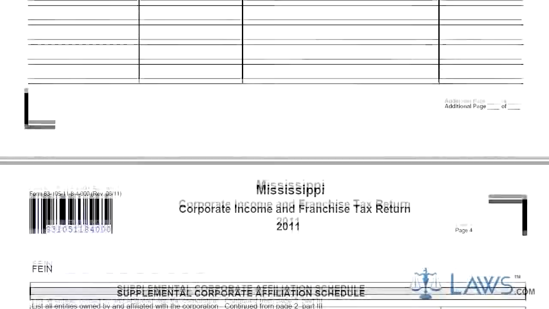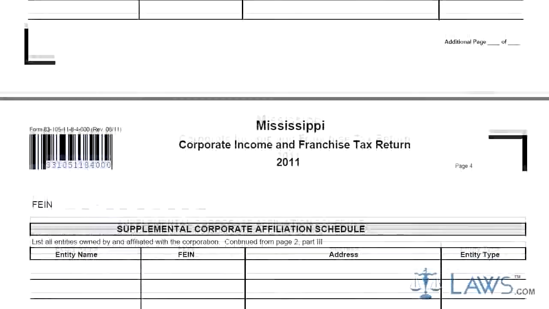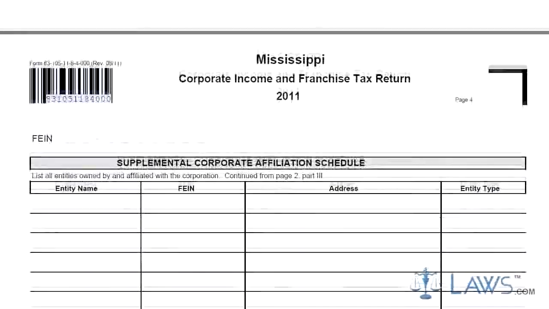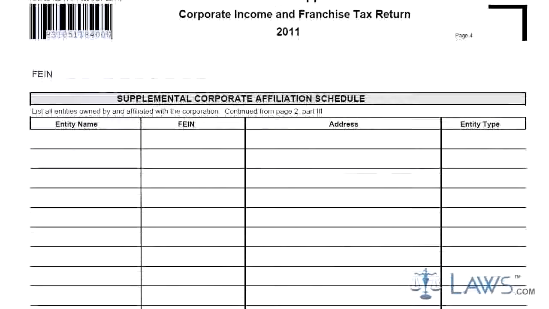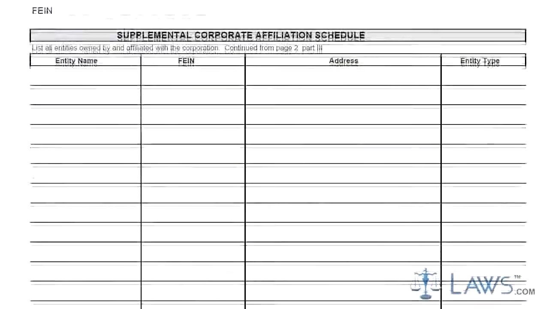Step 9. In Part 2, give the name, title, address, Social Security number, and ownership percentage of all corporate officers. Step 10. In Part 3, give the name, Federal Employer Identification Number, address, and entity type of all entities owned by or affiliated with your corporation.